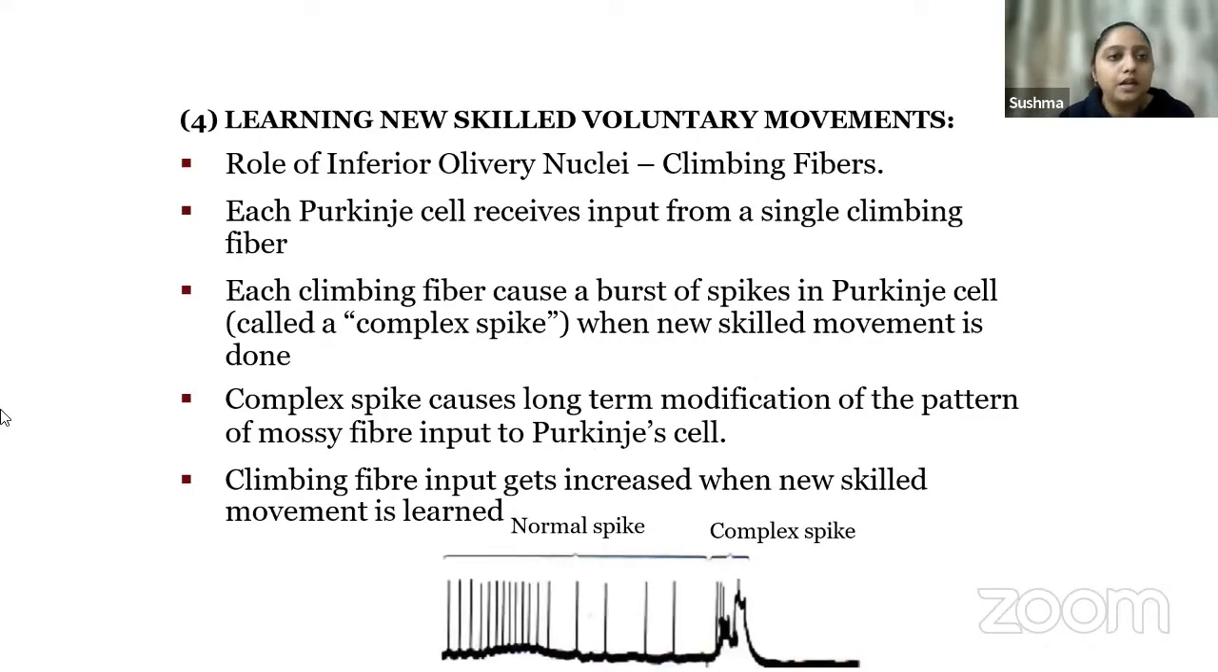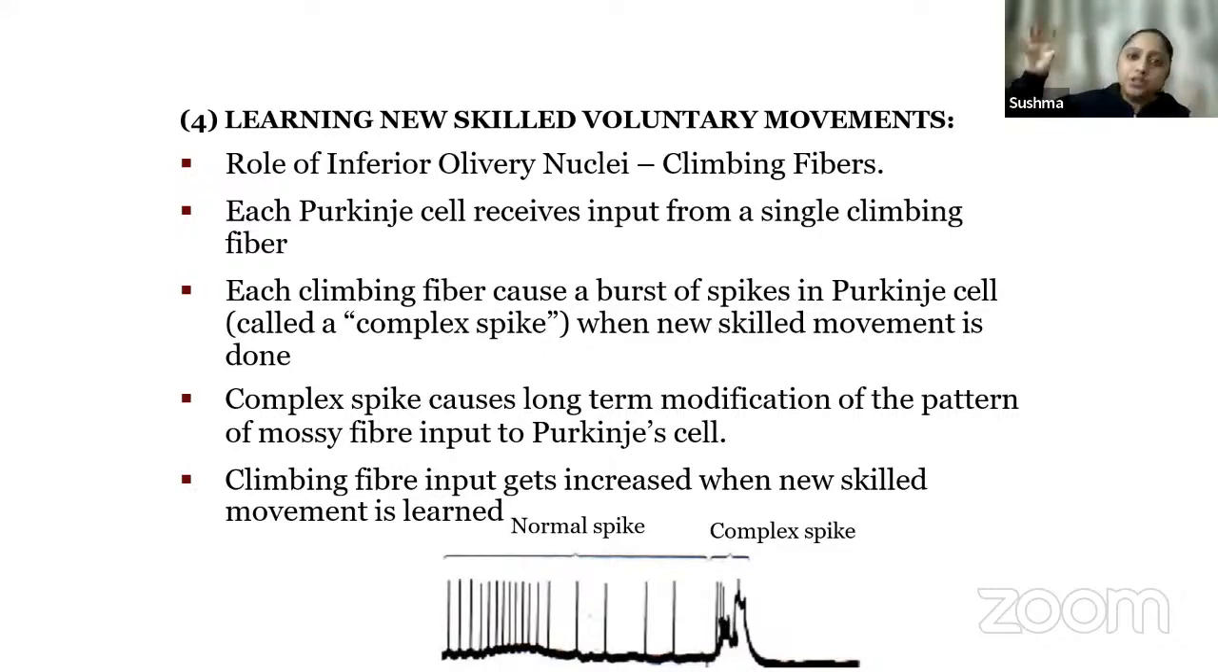Okay. Now, learning of new skilled voluntary movements is the role of the ION, the inferior olivary nuclei, which, as I said, is the hub of so many motor activities, correct? Now, each Purkinje cell receives its input from a single climbing fiber. If you remember in physiology, they teach you about climbing fibers and mossy fibers. Climbing fibers are those which come from the inferior olivary nuclei. They directly synapse with the Purkinje cells.